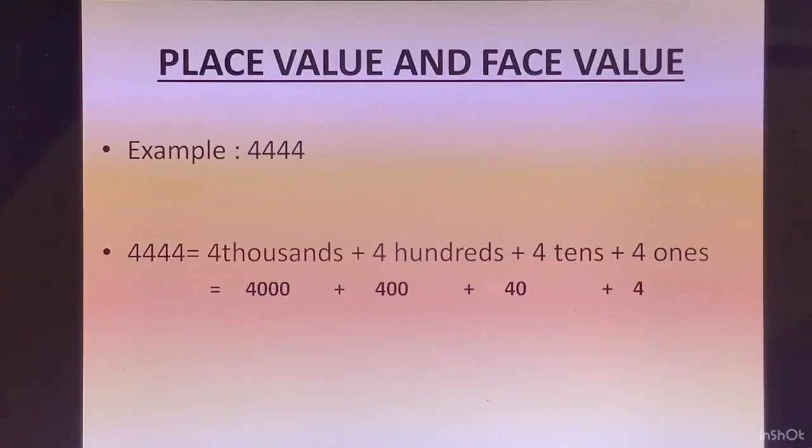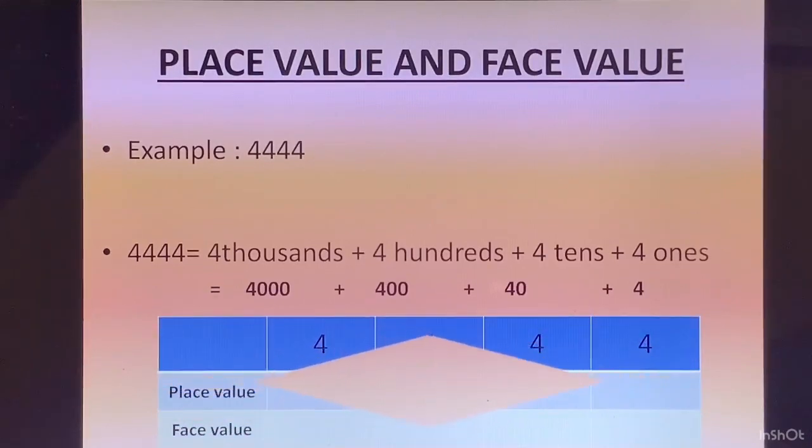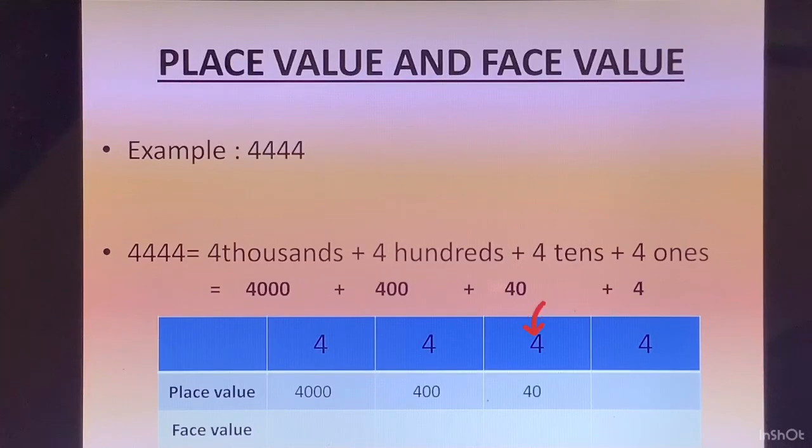Now here if you see, the place value of 4 is different in each case. Let us see with the help of a place value chart. Here first 4 we have 4000. Next 4 the place value is 400. Next 4 the place value is 40. And the last 4 which is at ones place value is 4.